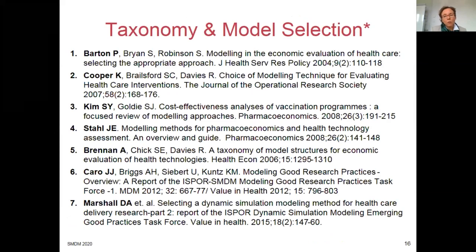There is quite a list of taxonomy papers that help you to select between different modeling approaches, that you can go back to later on.